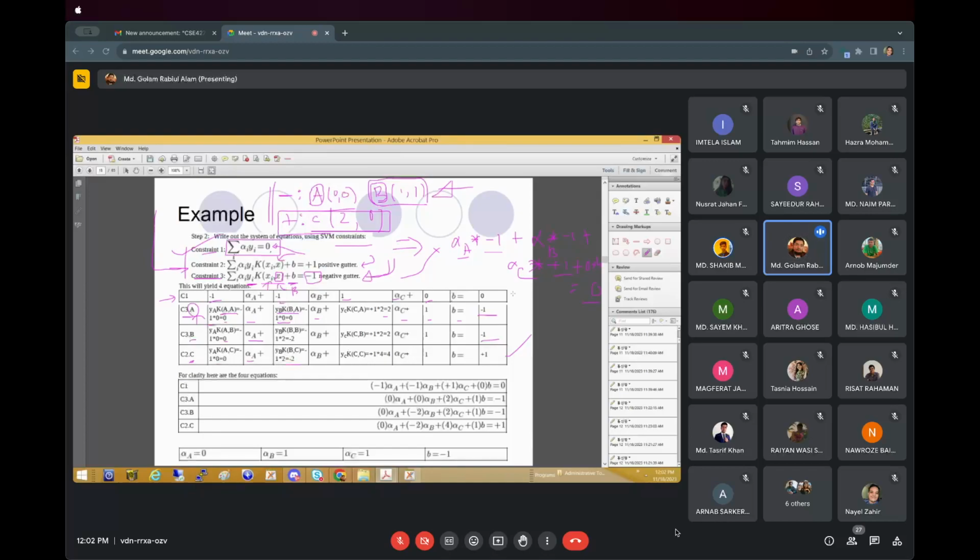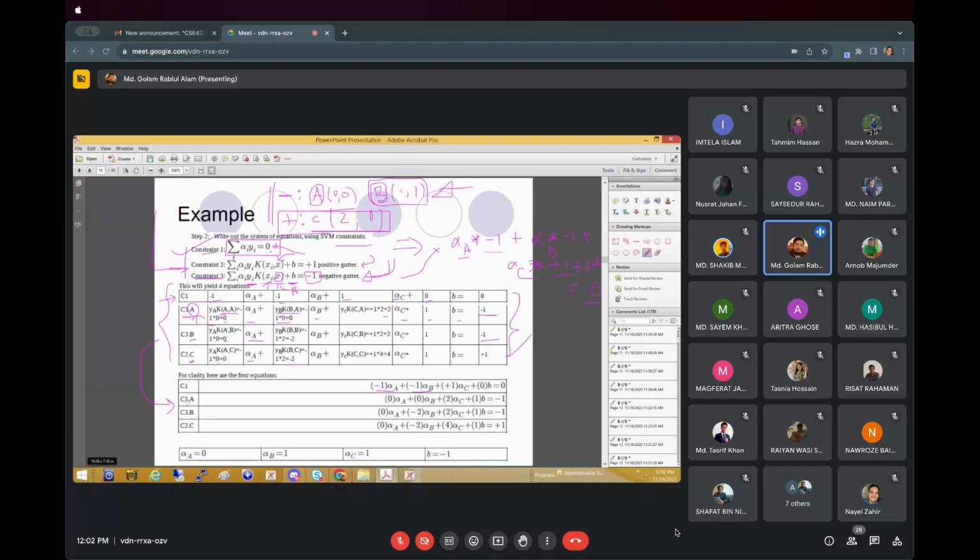Okay, so that means considering these three support vectors and considering our constants 1, 2, and 3, we will get these 4 equations. So we can actually rewrite those equations here. So C1 is what? Negative alpha_1. So here is the negative alpha_1 plus negative alpha_B, and plus positive alpha_C is equal to 0.